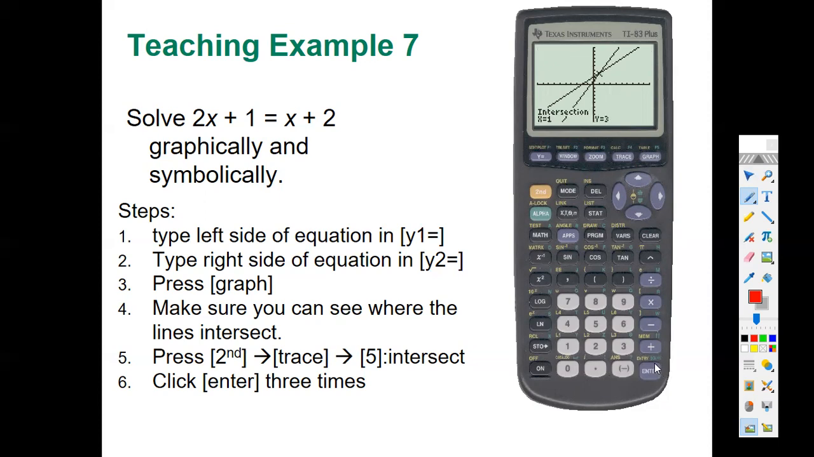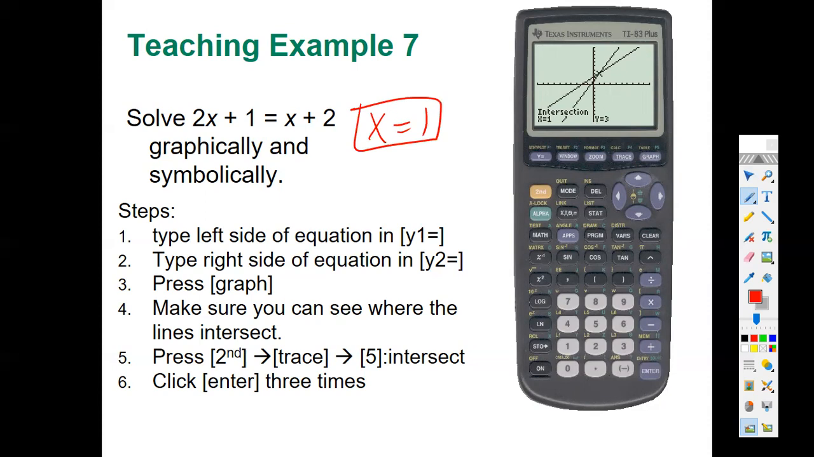And what does it tell you? So your intersection is at 1, 3. That means your solution is x equals 1. And that's how you do it graphically.